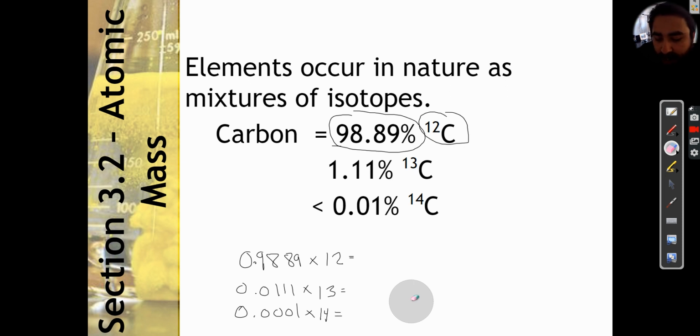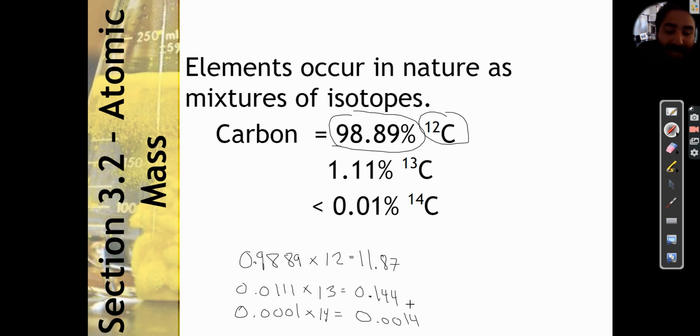So 0.9889 times 12 gives you 11.86, or we can say 11.87, since we're rounding up a little. And then over here, 0.0111 times 13, and we get 0.144. And then finally, we have 14 times 0.0001. Oh, that one we should have just been able to do in our heads.